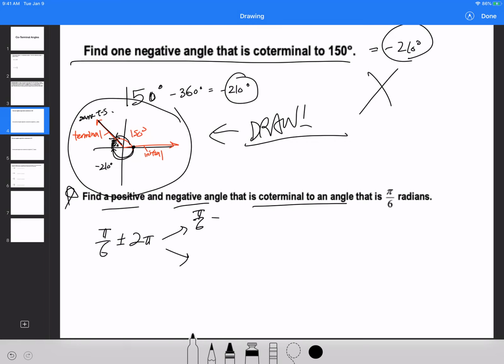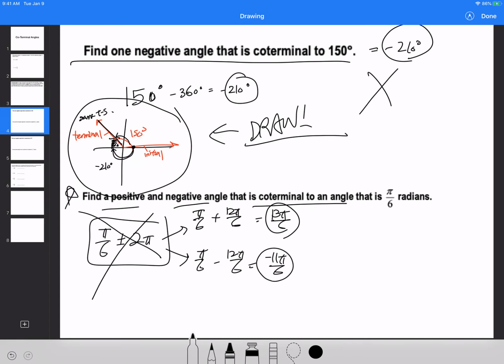So you have to add pi over 6 plus 12 pi over 6, pi over 6 minus 12 pi over 6. You got to tell me 13 pi over 6 and negative 11 pi over 6. You got to be able to tell me that. Do not leave your answer in this format. This is no good. But also at the same time, I need you to show me your drawings, right?